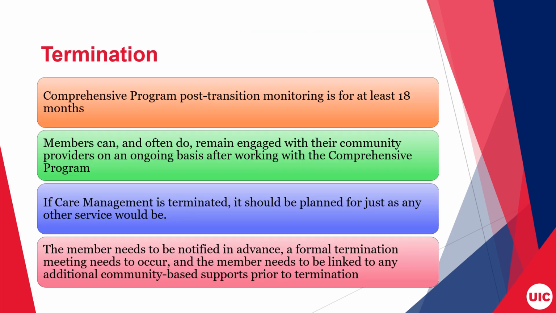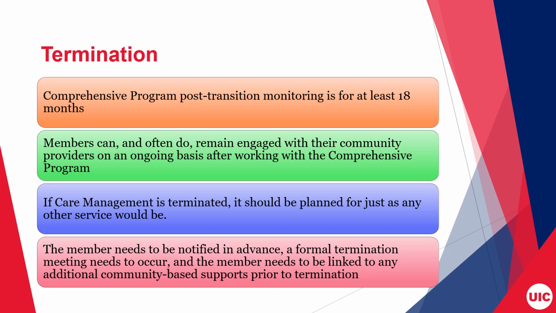As discussed, the comprehensive program post-transition monitoring period is 18 months. However, members are able to remain engaged with their provider for as long as they meet agency eligibility requirements, even though comprehensive program monitoring is no longer necessary. If care management is terminated at the end of 18 months, it should be planned for just as any other service would be. The member needs to know that this is coming well in advance, and this should be communicated through a formal termination meeting with the member at the end of that 18-month period.